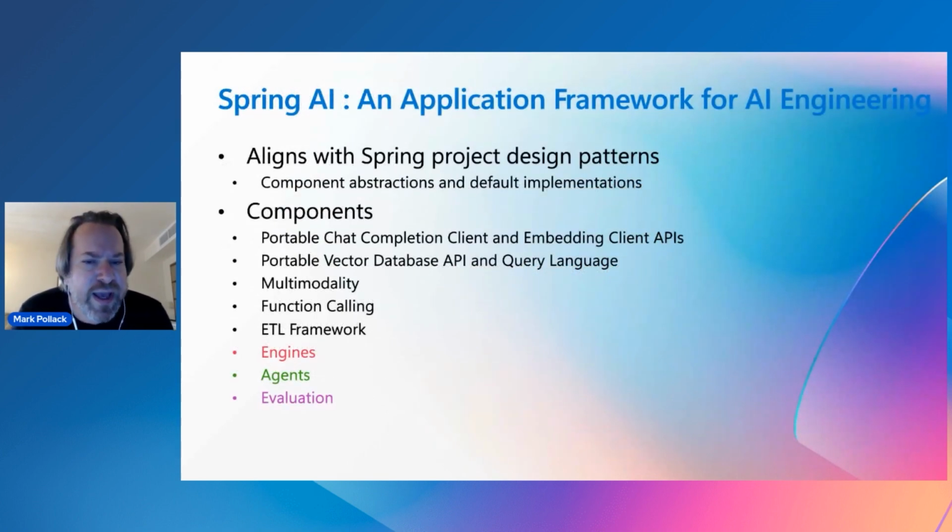So the Spring AI application framework is open source, and it aligns with a lot of the Spring project design patterns. So if you're used to another Spring project, you'll see a lot of similar themes here. And at heart, what we do is provide a lot of component abstractions and then default implementations. And of course, you're free to write your own implementations should there not be one that we provide. And of course, we'd love any contribution should that be the case. And in fact, we've gotten many contributions to date for different components that we weren't addressing ourselves.